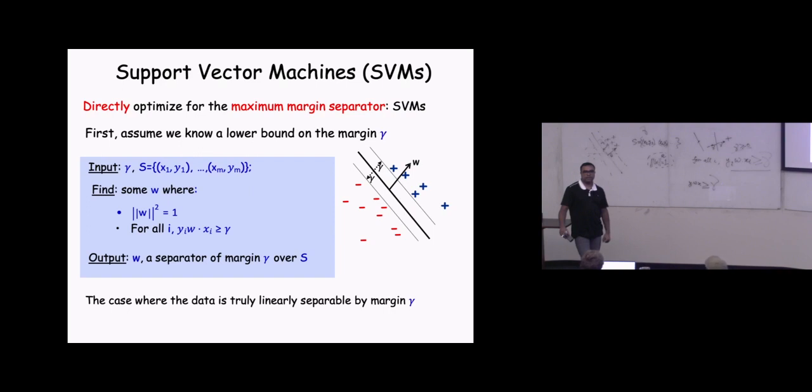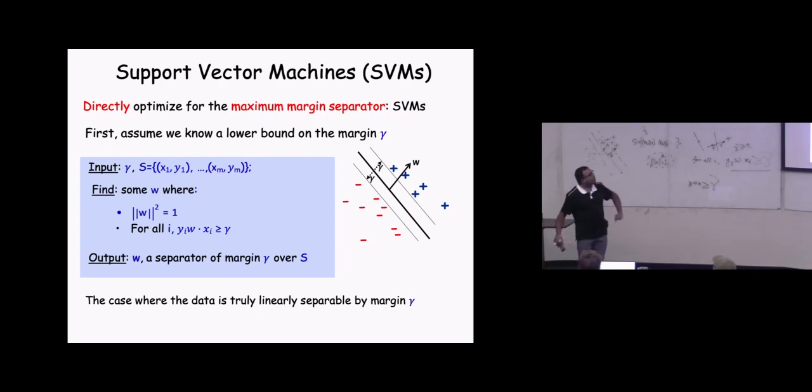Yes? Is gamma a parameter that you set, where you decide I want this minimum separation? Yes, for this formulation, this is what you want. But then you don't even know gamma. Then you have to search for all possible gamma. You need to find out that gamma as well. But right now, we simplified our life. We also don't know gamma. We need to figure out all of this.